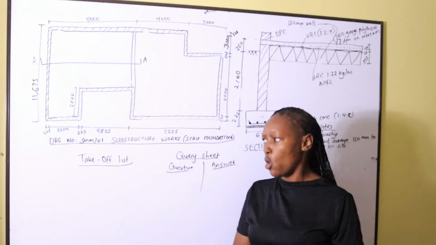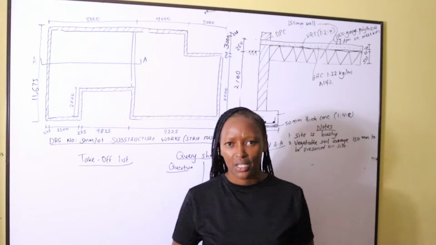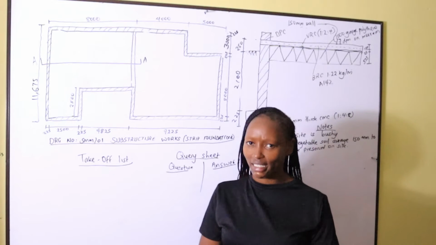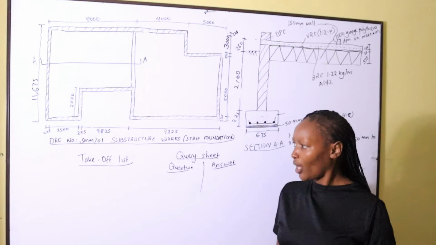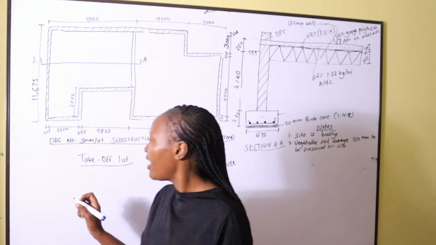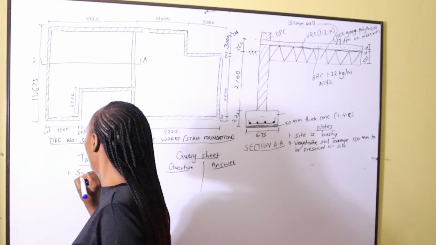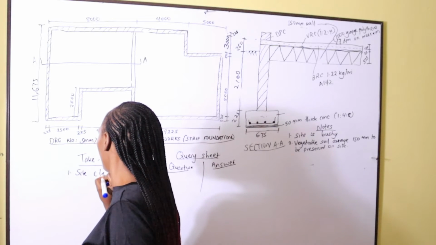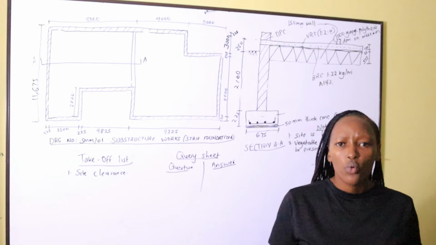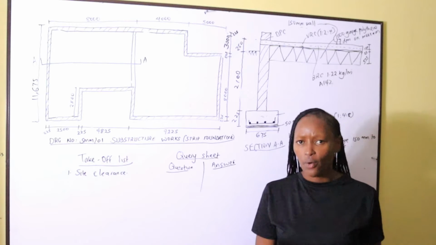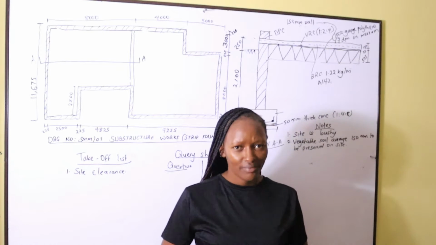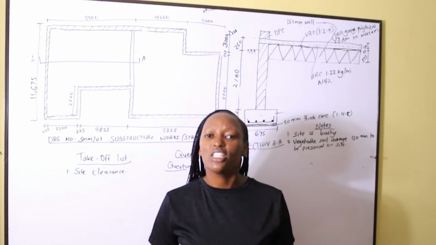For example, once we are doing takeoff for substructure works, the first step we shall do when we get to site is site clearance. So when we are coming up with a takeoff list, we need to write that as the first item. The first item is site clearance. Once we get to site, we need to measure where we need to do the site clearance. First of all, we clear the site. Then we remove the vegetable soil.